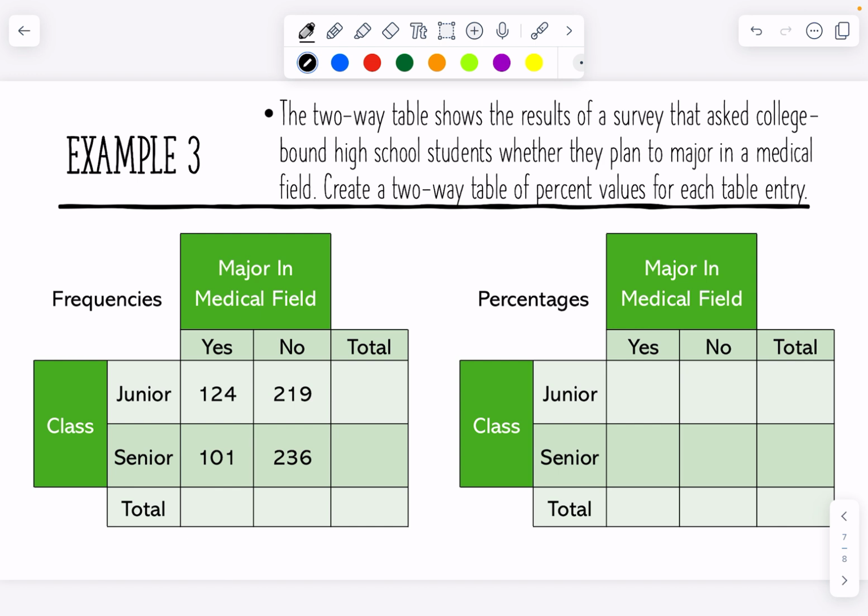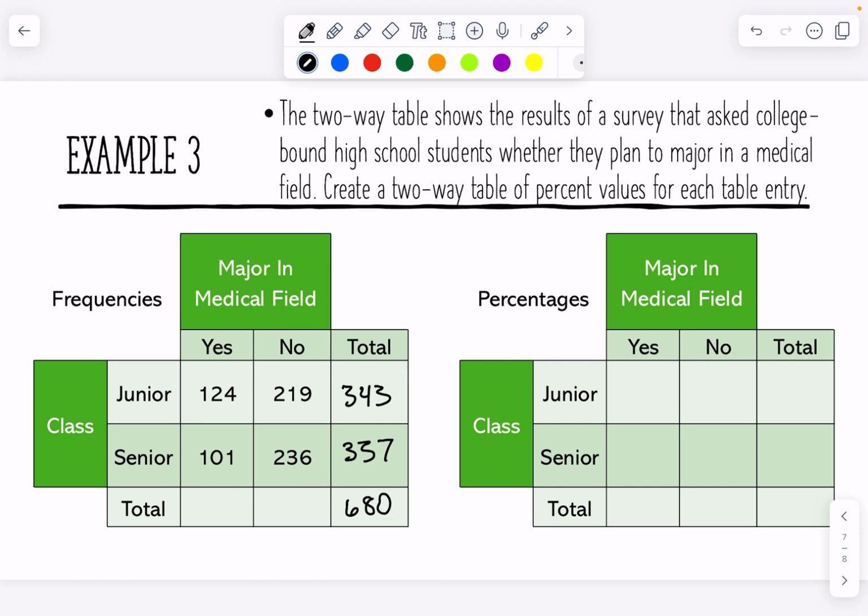So, adding some simple stuff, I'm going to add the juniors up, take 124 and add 219. That's going to give me 343 total juniors. I'm going to take 101 and add 236 to give me the total number of seniors, 337. I'm actually going to add those two numbers up to give me the total number of people, which is 680.